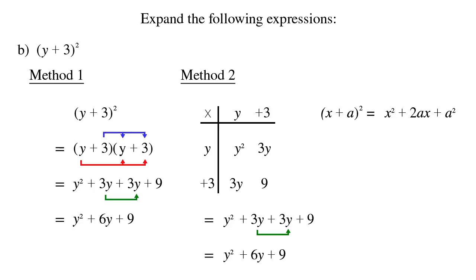Similarly, if we have x minus a all squared, square the first term, x squared, square the last term, minus a times minus a still gives us plus a squared, and then twice the product. The product is minus ax, so that's minus 2ax. Knowing these expansions can be very useful.